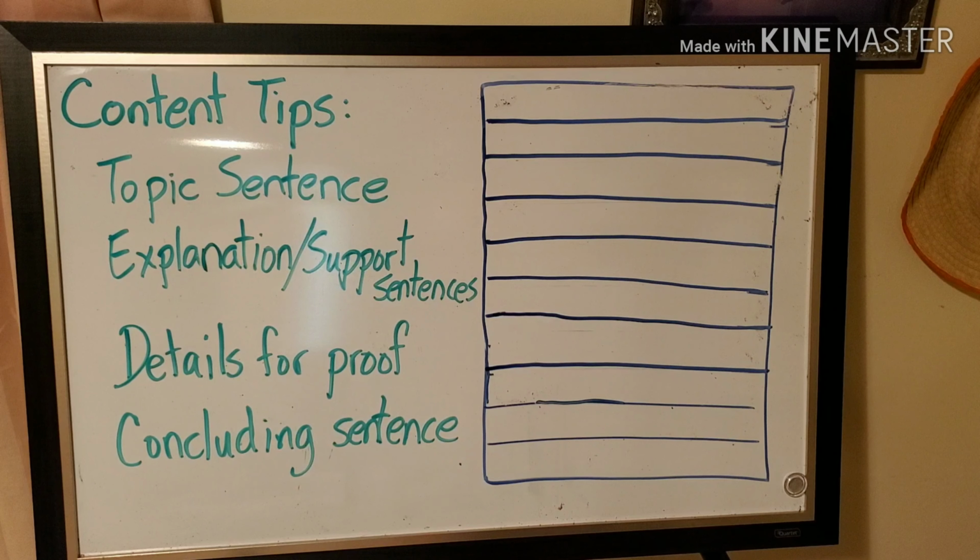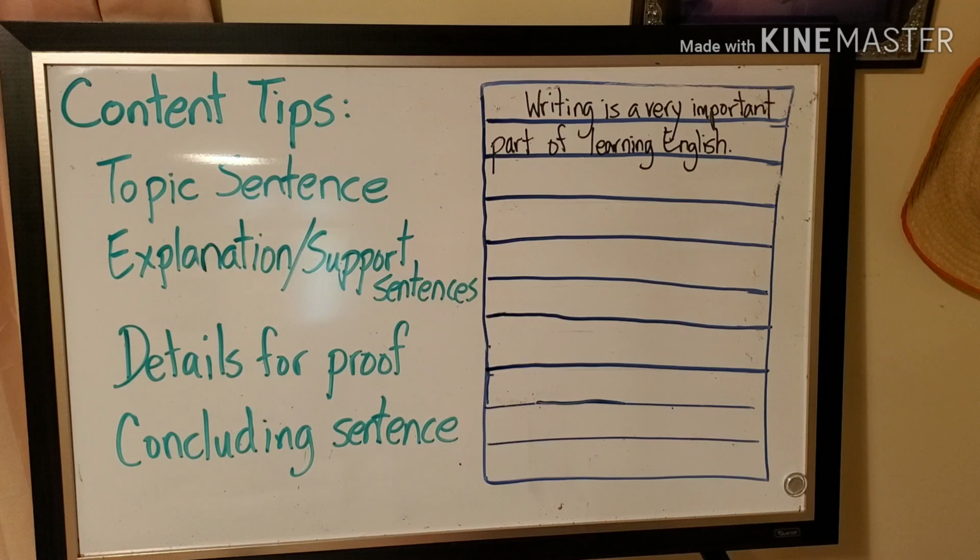The first sentence of any paragraph should be the topic sentence. Okay? And the topic sentence's job is to tell you what this paragraph is about. Now, I'm going to write an example topic sentence on the paper. Okay, watch this. Okay, so there's the topic sentence. Writing is a very important part of learning English. So that sentence tells you that this paragraph is going to be about writing.